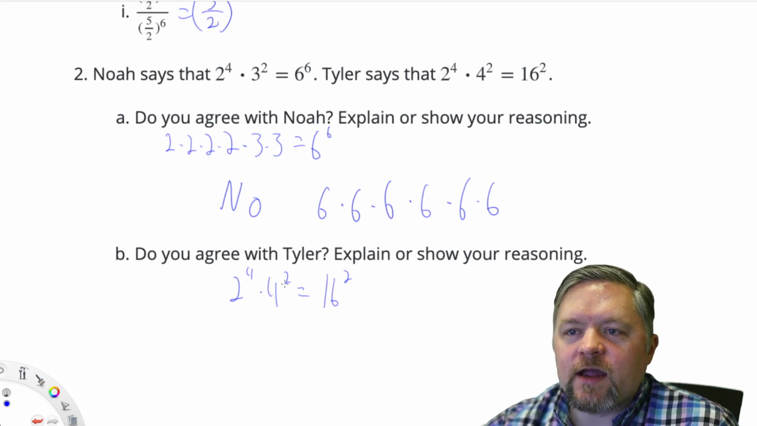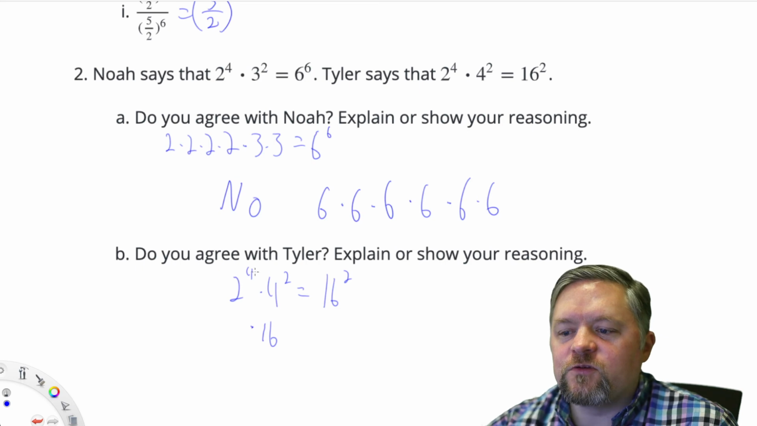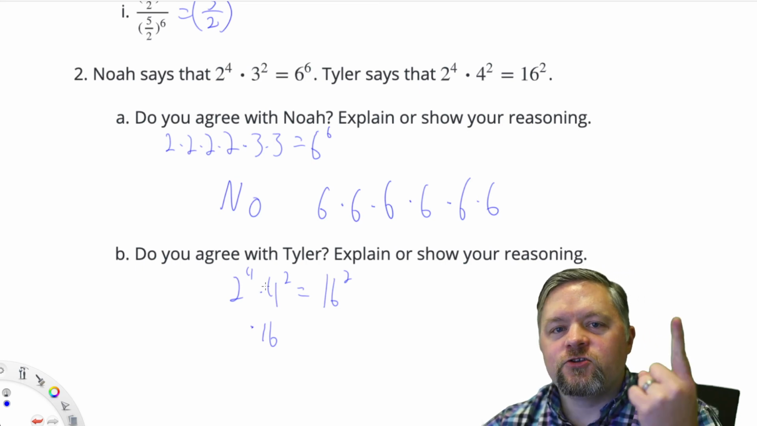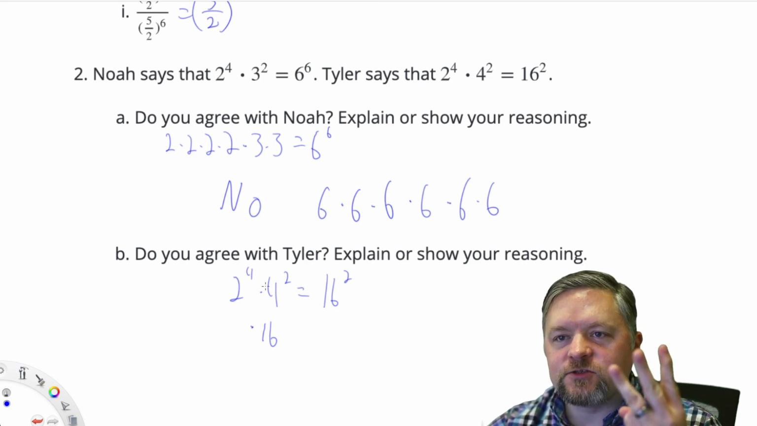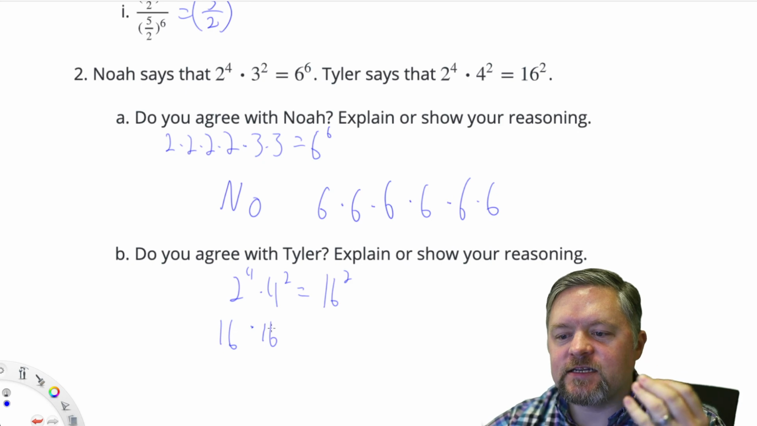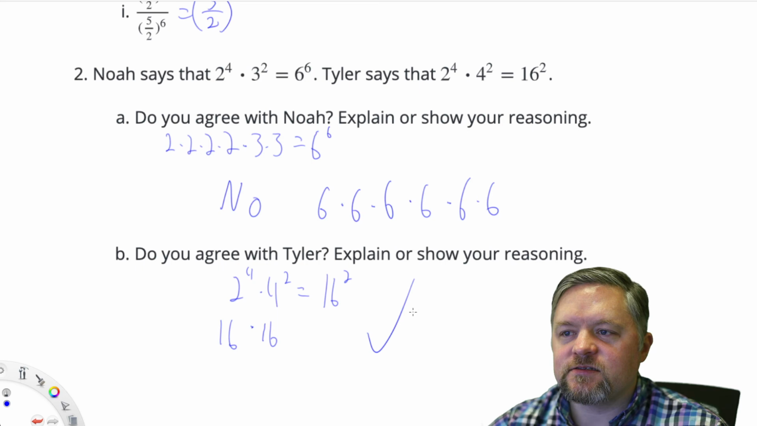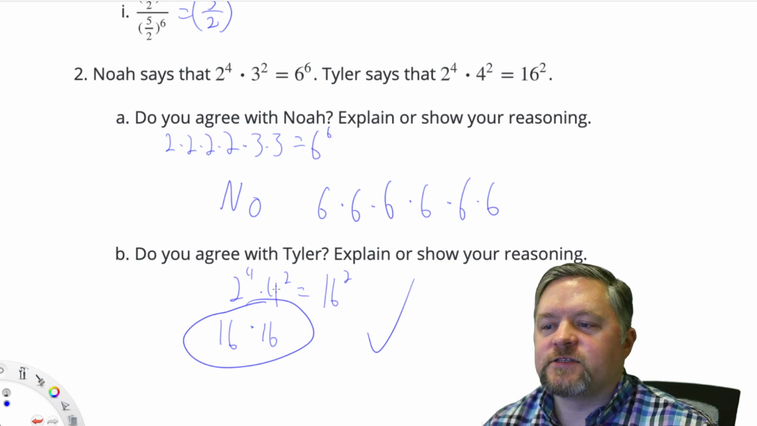Well, 4 squared is 4 times 4, which is 16, right? And 2 to the power of 4, 2 times 2 is 4, times 2 is 8, times 2 is 16. So this is 16 times 16. Does that equal 16 squared? Yes, it does. Those work out to 16 times 16.